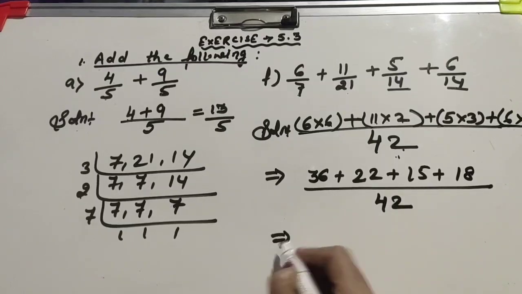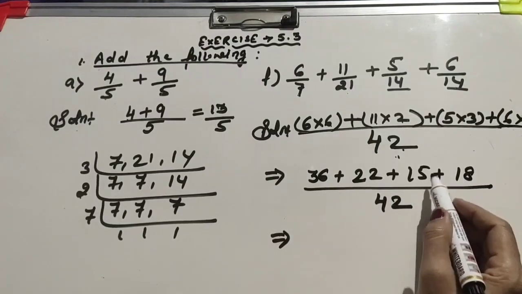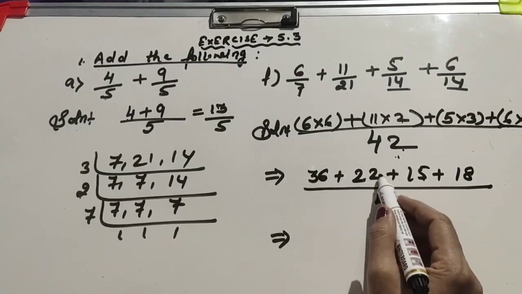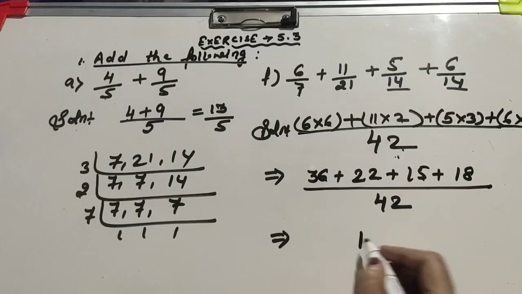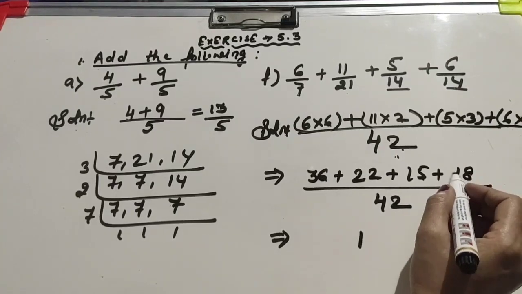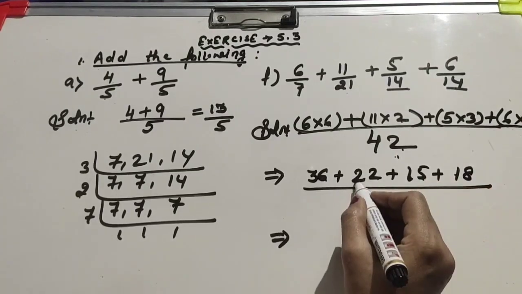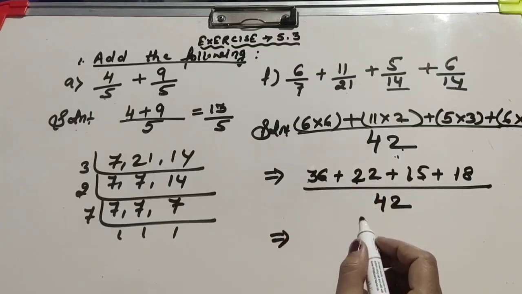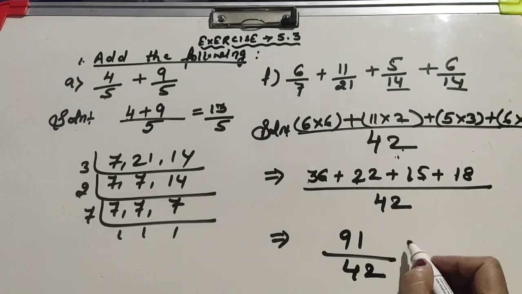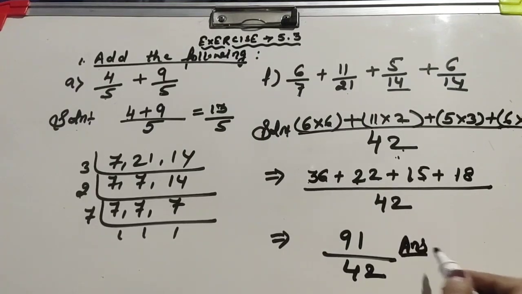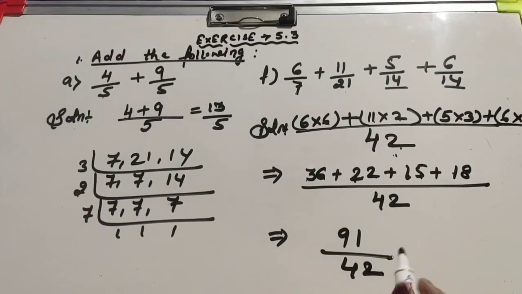Okay, you just add all the numbers. 8 plus 5 is 13, 13 plus 2 is 15, 15 plus 6 is 21. Carry 2, 1 plus 1 is 2, 2 and 2 is 4, 4 plus 3 is 7, 7 plus 2 is 9. 91 by 42 is your correct answer. Maybe your answer will be given as a mixed number, so you have to convert to the mixed number also. Wait a minute, if it is possible to cut, then we can cut it.